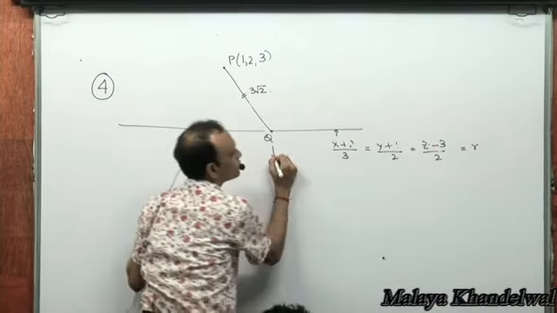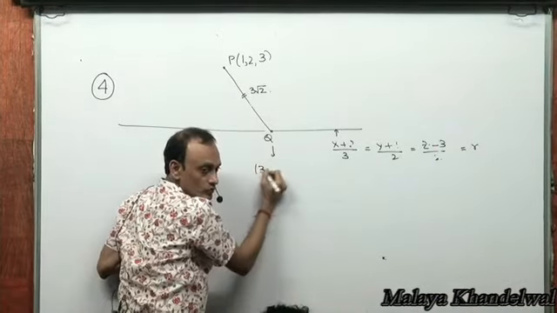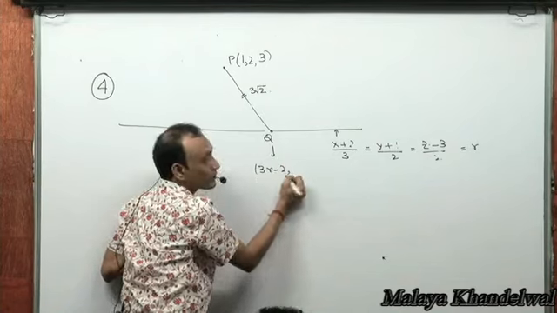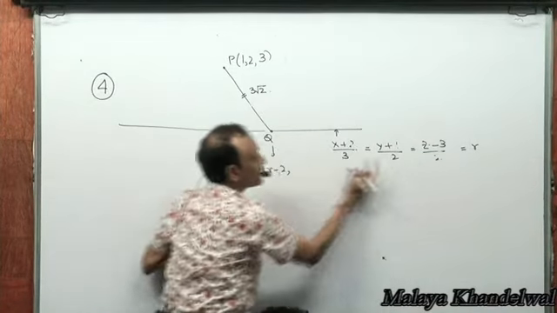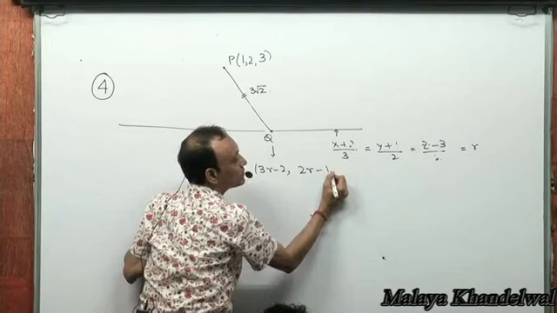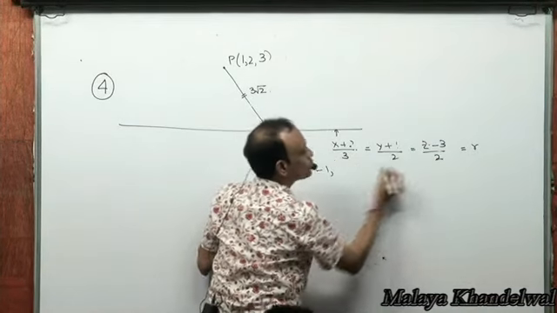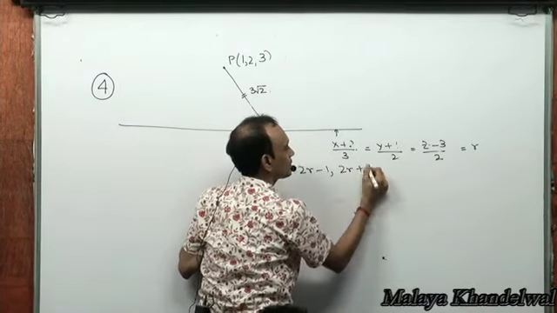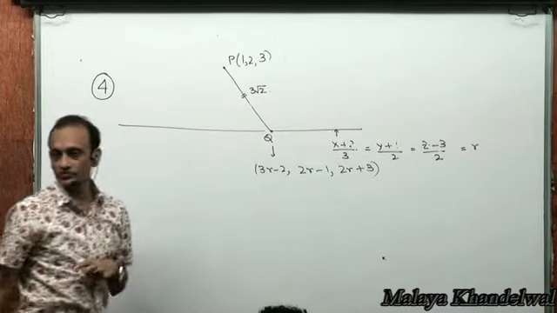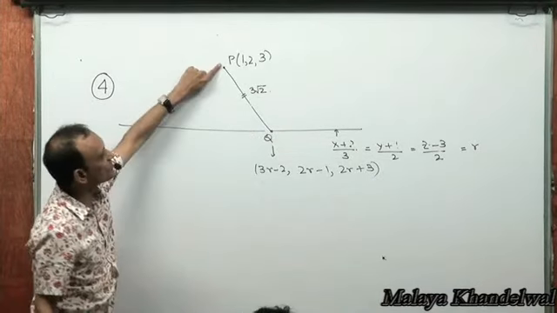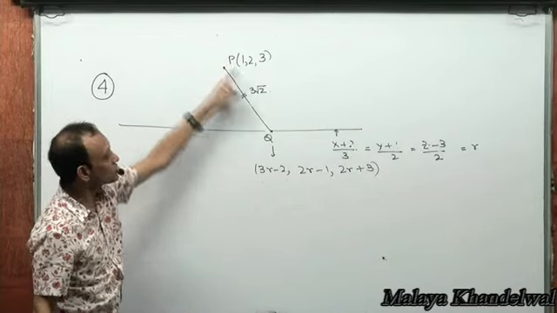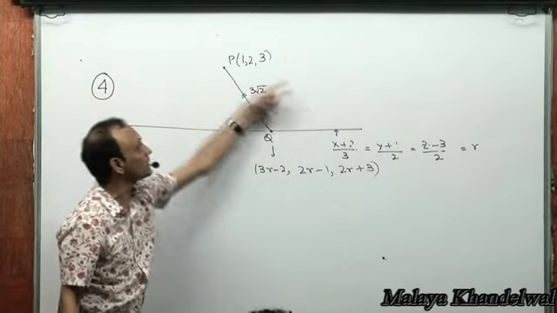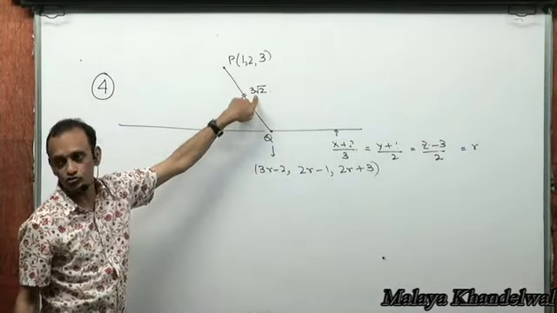So coordinates of Q would be 3r minus 2, 2r minus 1 and 2r plus 3. And now you apply distance formula. This minus this whole squared plus this minus this whole squared plus this minus this whole squared must be 3 root 2 squared.